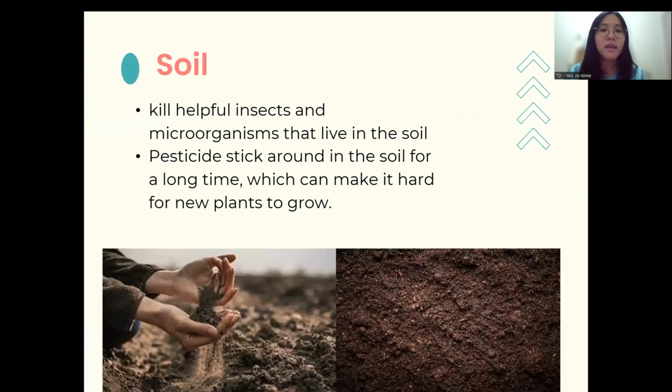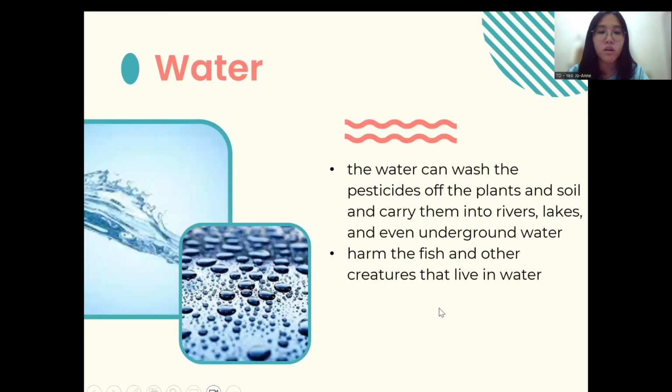So, pesticide can contaminate the soil. Pesticides can be harmful to soil because they can kill helpful insects and microorganisms that live in the soil. These little creatures are important because they help plants grow and keep the soil healthy. When pesticides are used, they can also stick around in the soil for a long time, which can make it hard for new plants to grow.